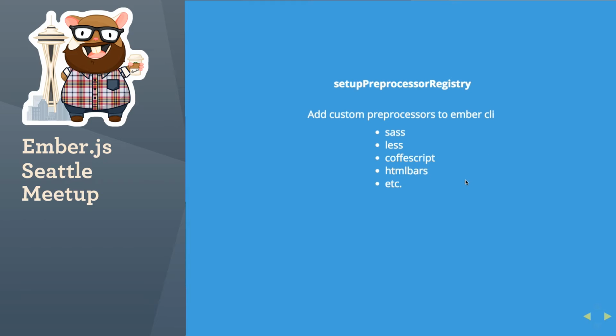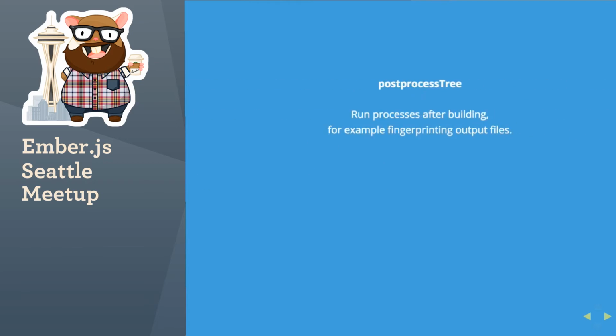HTMLBars, so that's the new templating language. It supersedes Handlebars and various others. There's a lot of them out there. There's Emblem, and various interesting little tools and preprocessors. I think at EmberConf, someone even took C++ code, compiled it, ran it in the browser, and boom, you're live. So the sky's the limit there.